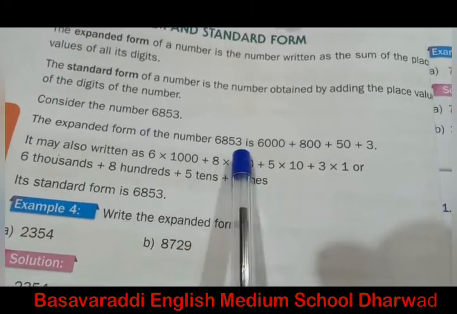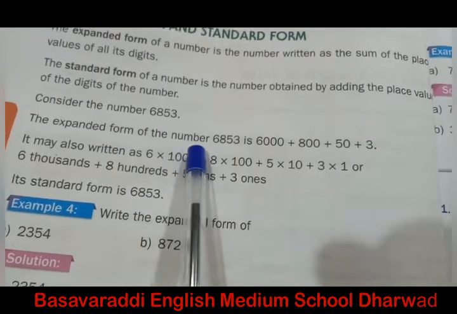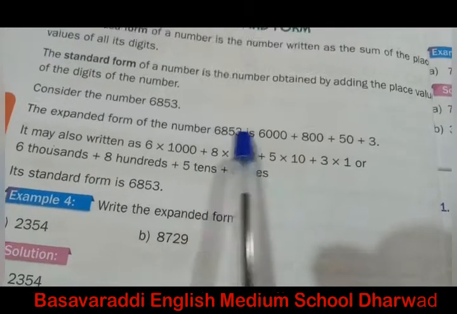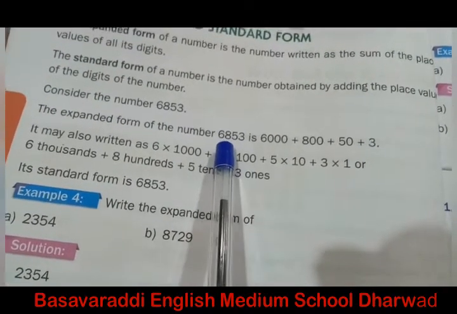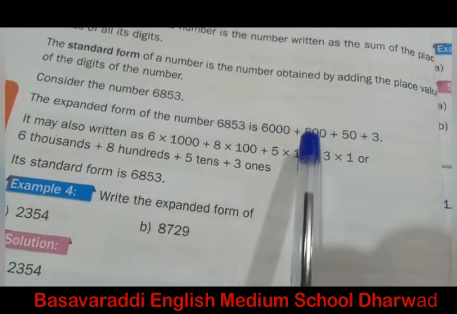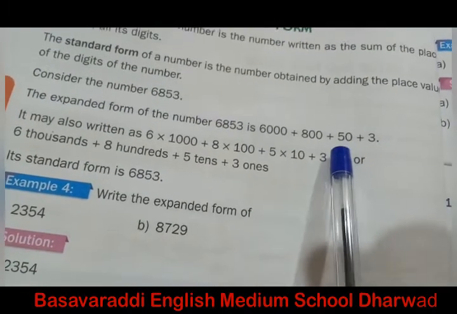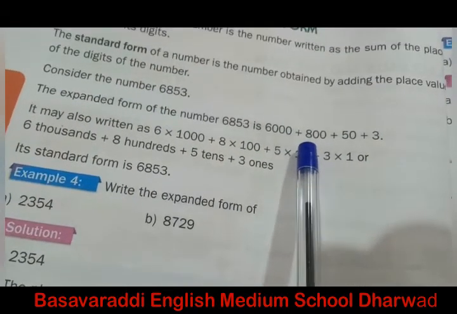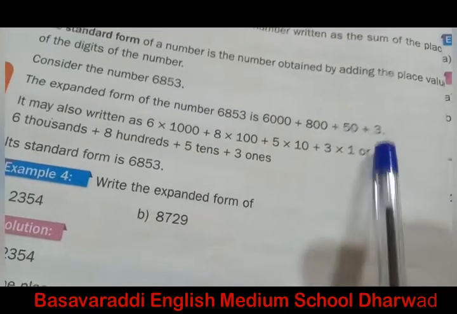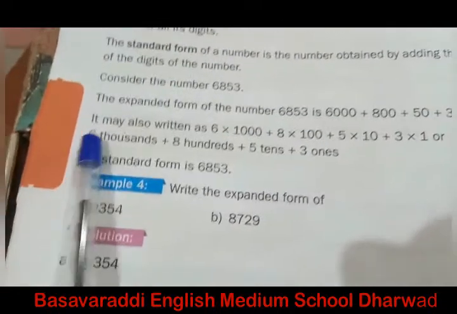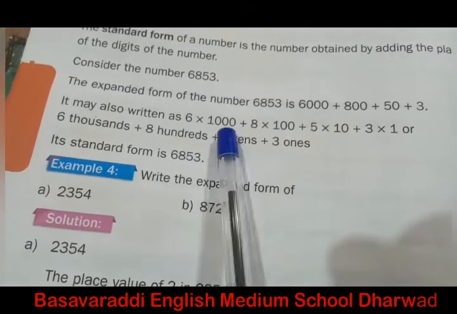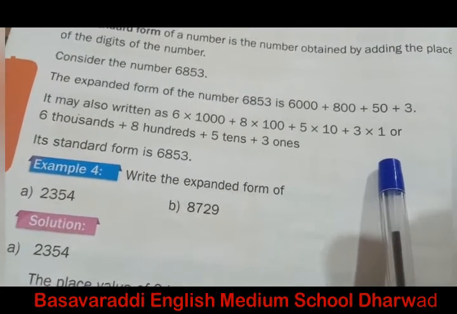So now we are expanding. The expanded form of the number 6853: 6000, and 8 is in the 100 place, so 800, and 50, and 3. 6000 plus 800 plus 50 plus 3 is 6853. It may also be written like this, and otherwise we write like this only. Okay, both we can write down.